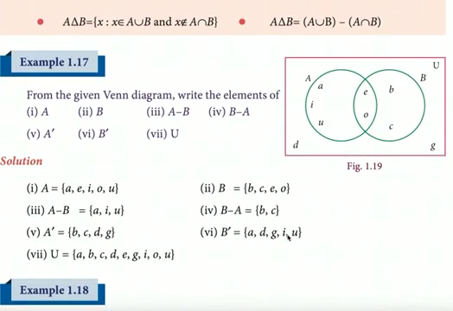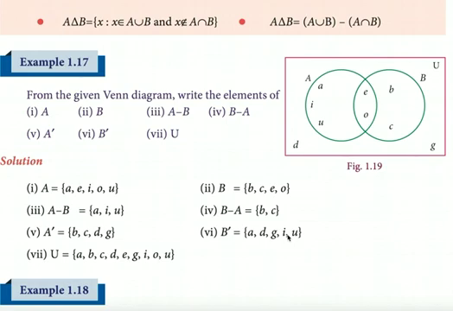From the given Venn diagram, write the elements of A, B. First A we will write: a, e, i, o, u. Okay. What about B? b, c, e, o. What about A minus B? a, i, u. What about B minus A? b, c. What is A complement? A complement is b, c, e, o. Sorry, e, o won't come because that is the intersection part, right?